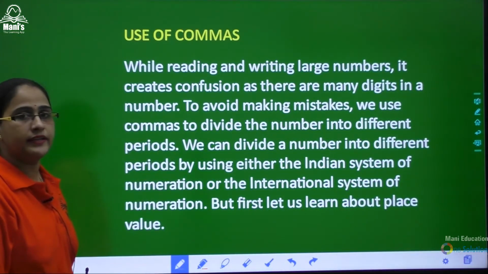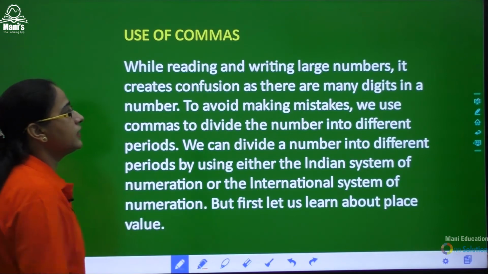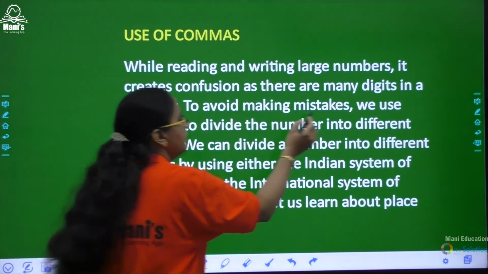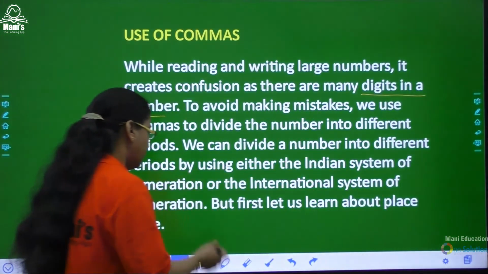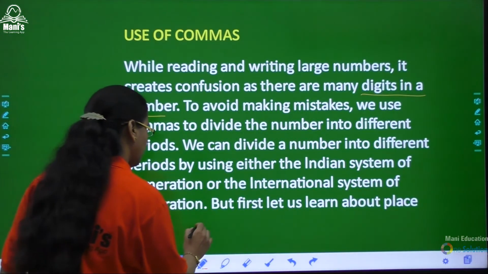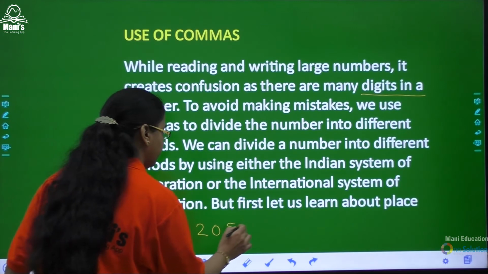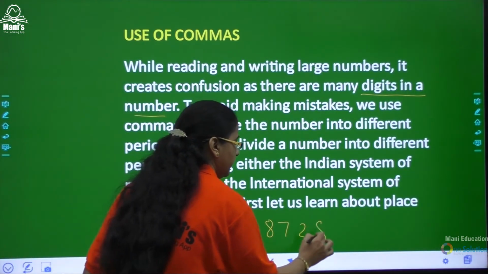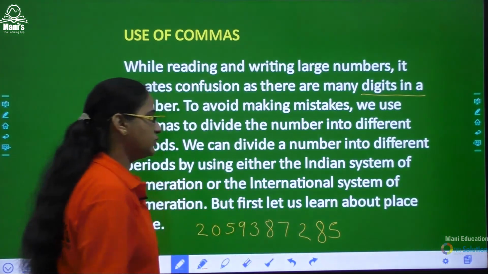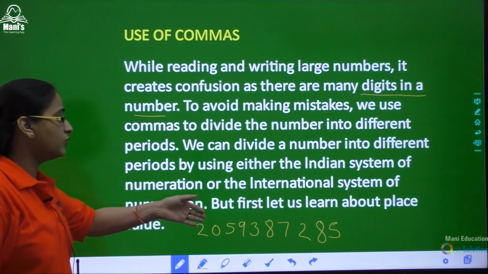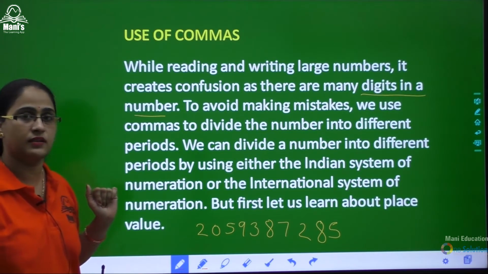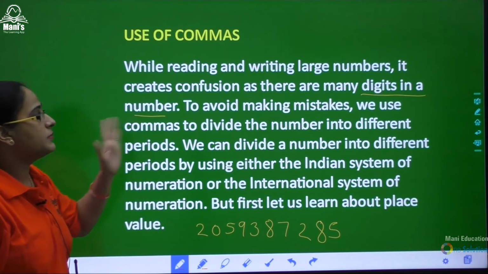While reading and writing large numbers, it creates confusion as there are many digits in a number. I'm writing a number, 20593872885. Suppose this number is there. So I have to read out this number. I have to think, my God, such a large number is there. For that, this system is very useful.